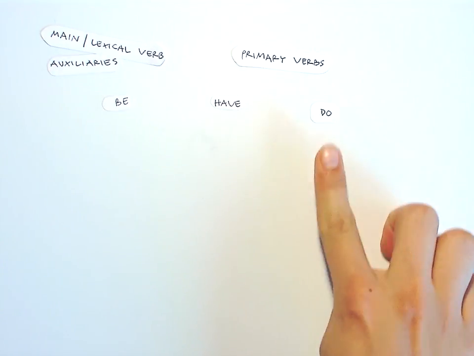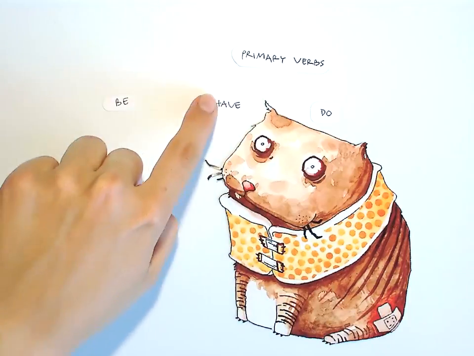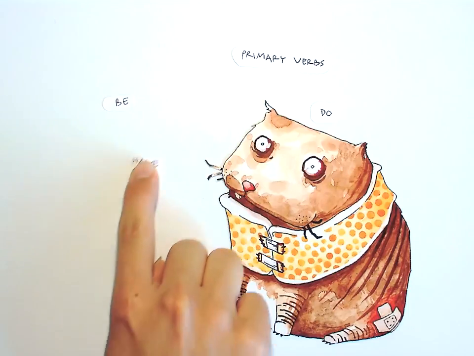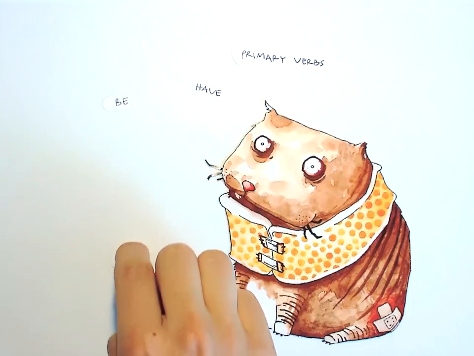Let's have a look at some examples. I have a cat with no tail. Here, have is the main verb, as it is the only verb in the verb group. I have found a cat with no tail. Here, have is not the main verb because it isn't the last verb in the verb group. It does, however, form the perfect. I do not know cats without tails. Do is only used to carry negation.